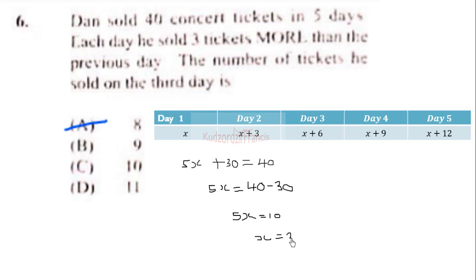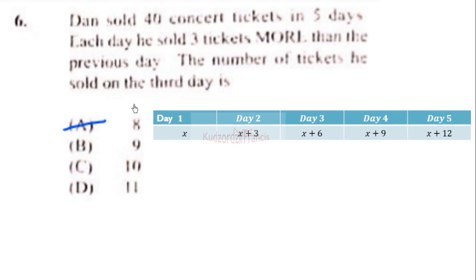So if x is equal to 2, then on day 3 you sell 2 plus 6, which is equal to 8. So the correct option is this.